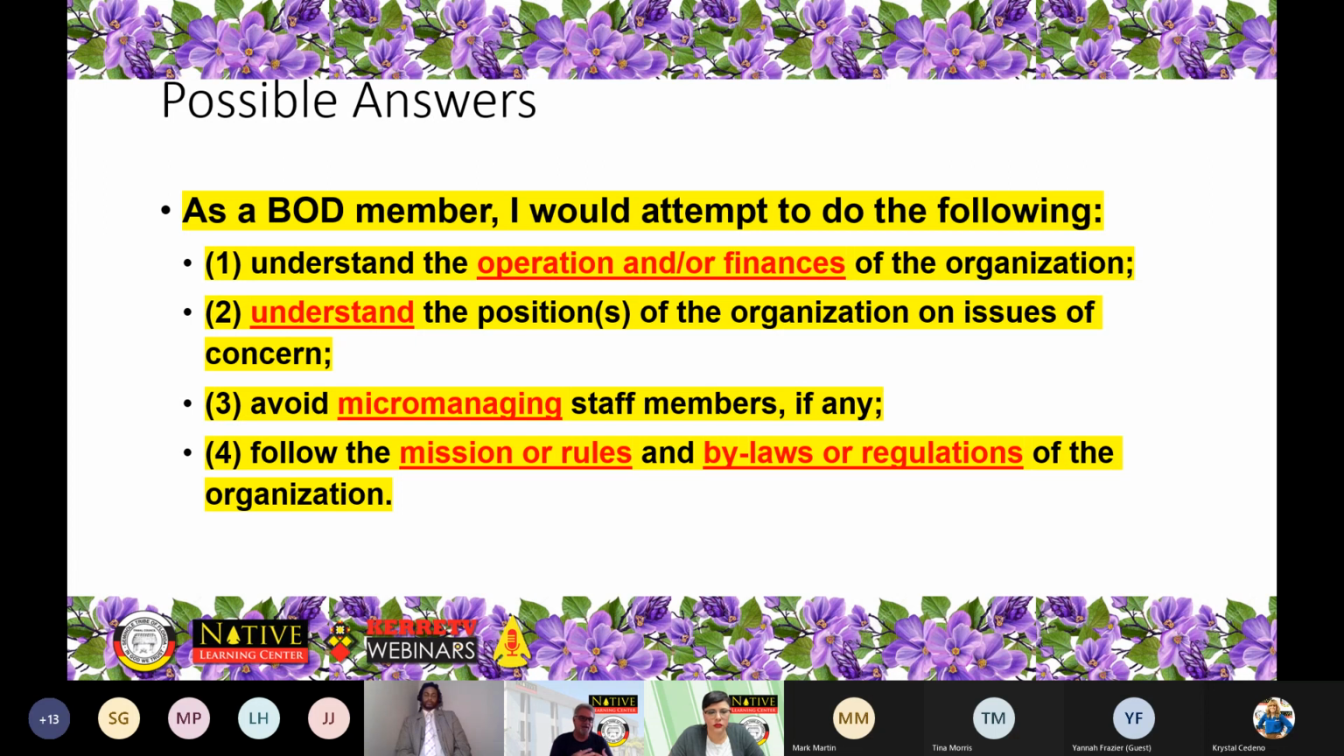And then the last one, the catch-all: follow the mission, the rules, the bylaws and regulations of the organization at all times. Hopefully, as was pointed out here, you have policies in place and you should have bylaws in place that cover all the operations. So these were the kinds of phrases or words I was looking for. Follow the rules to the best of your ability and follow the protocols of the organization.